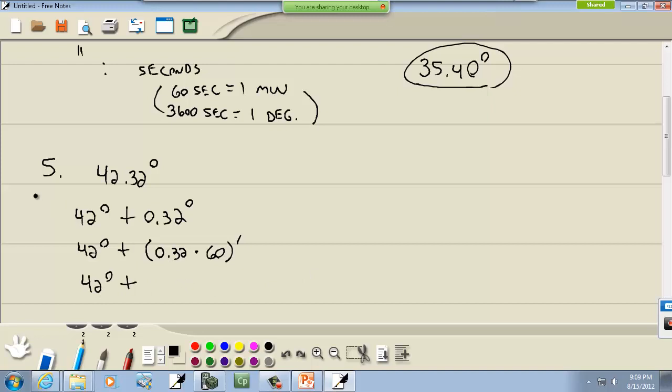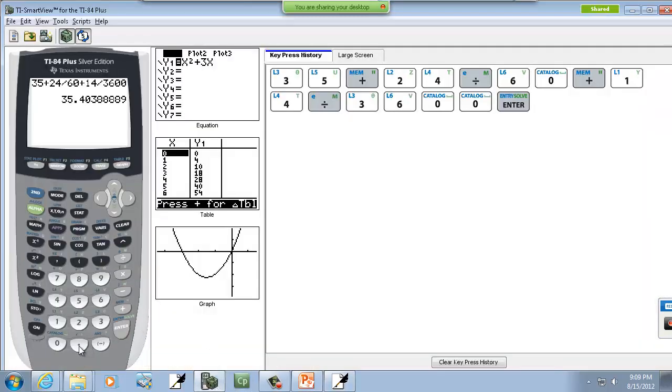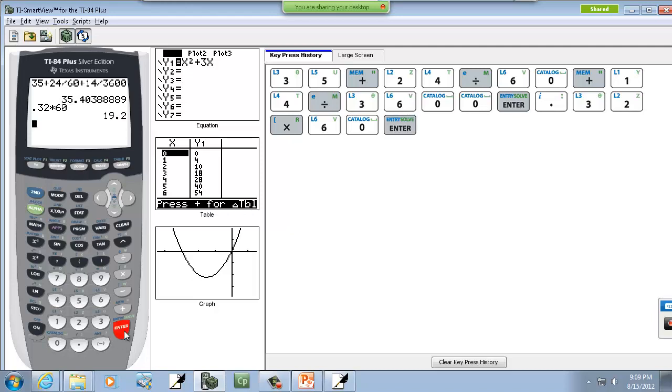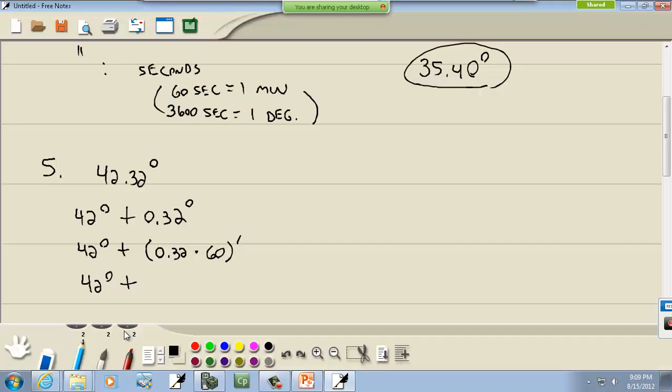Well, got my calculator running. I might as well just plug it in there instead of doing it by hand. I used to think too hard this late at night. 0.32 times 60 is 19.2.